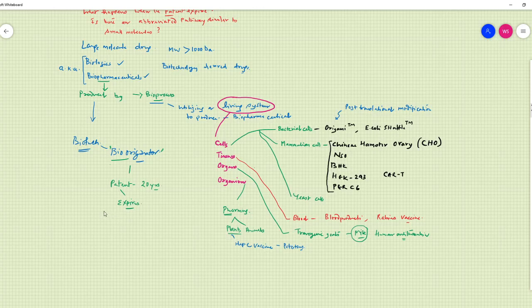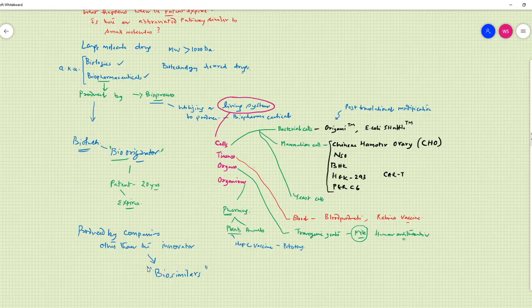Okay, so if other companies jump in and try to produce the same kind of biopharmaceutical which is produced by a bio-originator, then those drugs which are produced by companies other than the innovator company, they are called biosimilars.